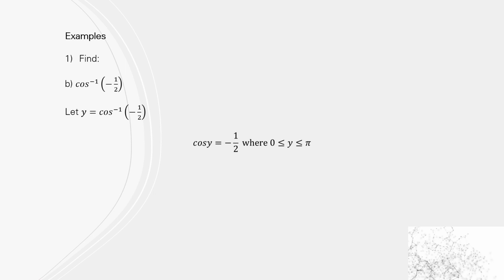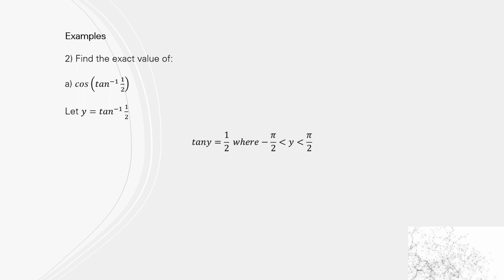For our next one, we're finding cos⁻¹ of −1/2. So let y equal cos⁻¹ of −1/2. So cos y equals −1/2, and cos has to be between 0 and π. So once again, where is cos negative? Well, that would be in the second quadrant. So that's the second quadrant, and y is equal to 2π/3 for that.